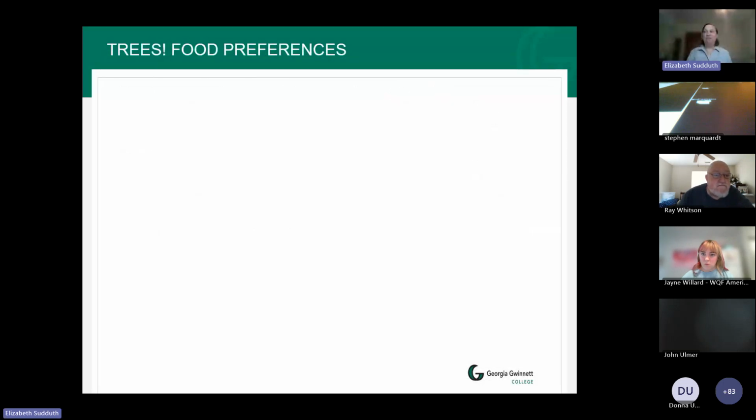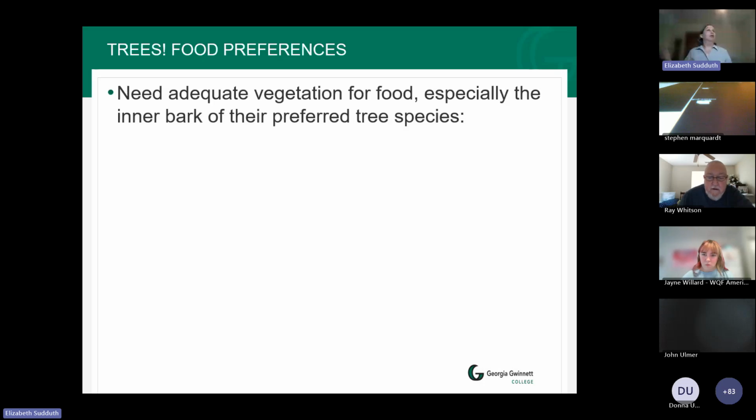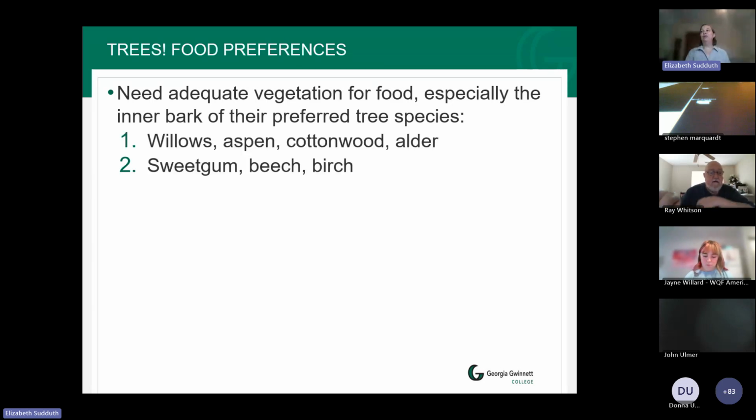So let's talk about food. Beavers are obligate herbivores. They eat plants, and so they need enough vegetation for food. Their favorite food is the inner bark of their preferred tree species. Number one are willows, aspen, cottonwood, and alder. Number two, and more common around here, are things like sweet gum, beech, and birch. Oaks, hickories, and tulip poplar are less common, but they definitely eat them.